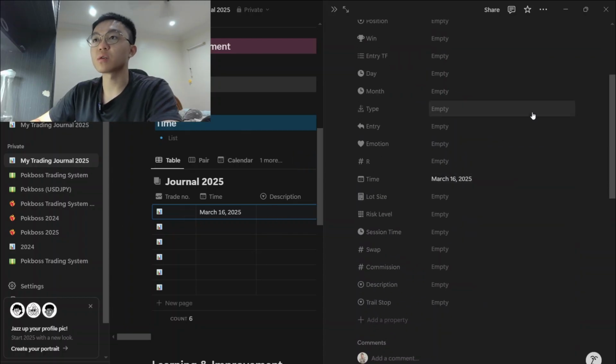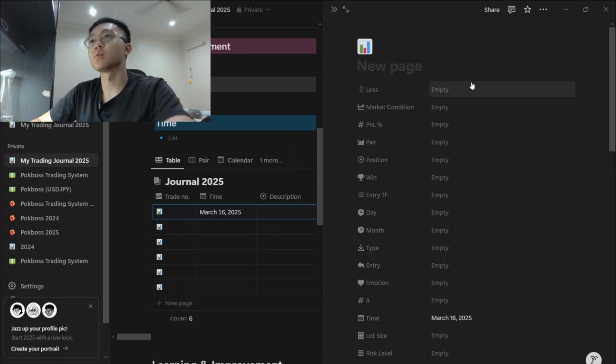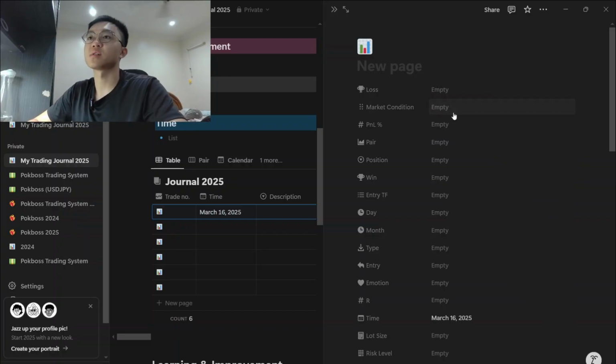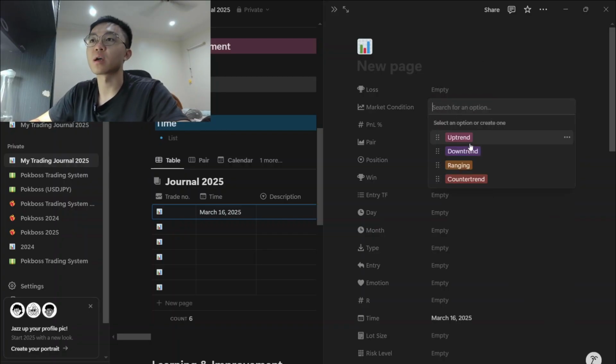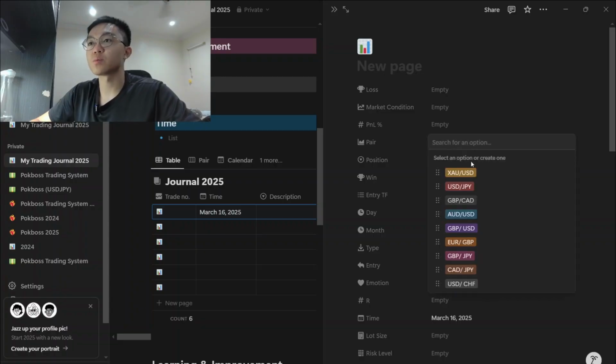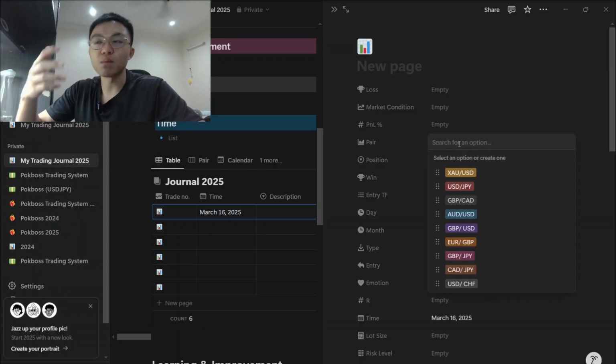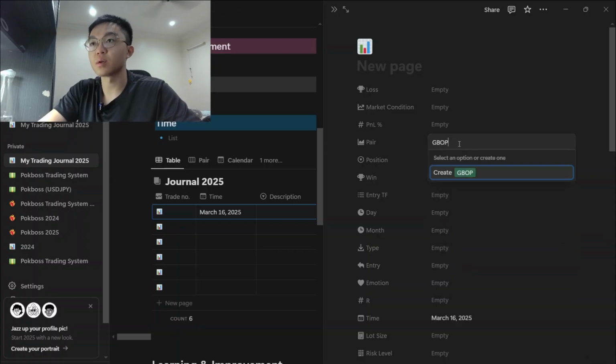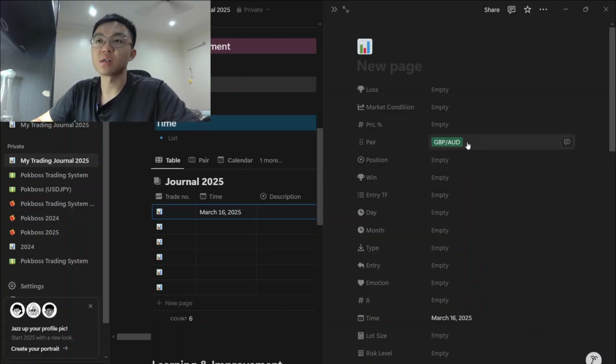All right, so I'll just briefly go through how you can generate your trade over here. So a loss or BE. Second here is a market condition. Okay, is it an uptrend, downtrend, or a ranging market, or whether you are trading a counter trend market. All right, and then the third thing over here, the P and L, profit and loss, and then which pair are you trading. All right, if you want to add more pair, you can go like this. So let's say I trade GBP Australian dollar. Okay, I can put over here GBP AUD. Okay, create. Okay, it's just as simple as that.